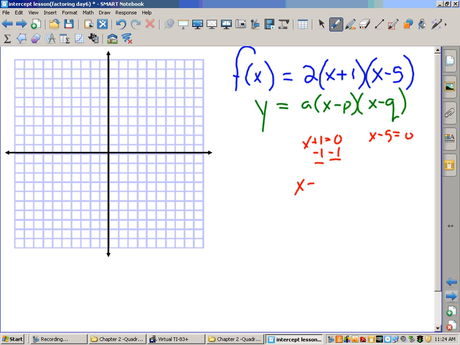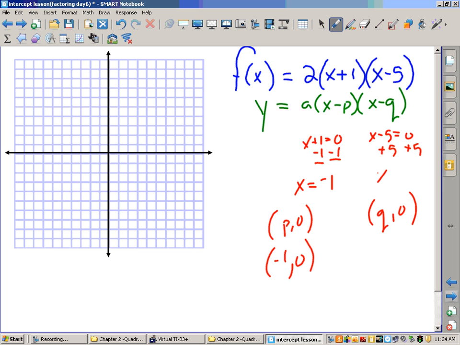So when we find those x-intercepts, our p and our q values, that's what you were meaning? Yeah, I got ahead of myself when I was doing that. Okay, so we got our first one at -1, and our second one is at 5, right? So we have our x-intercepts: 1, 2, 3, 4, 5, and -1.